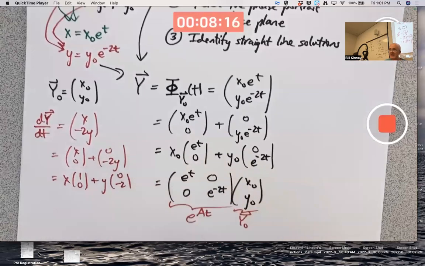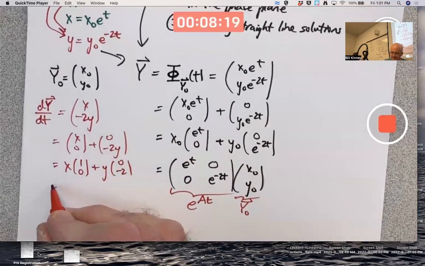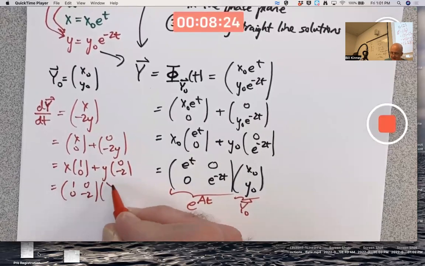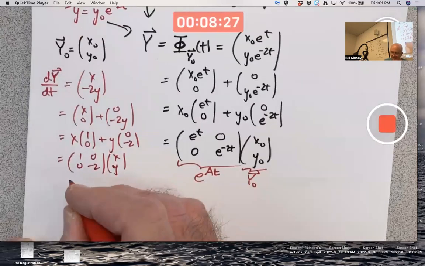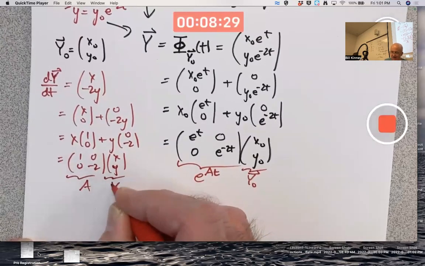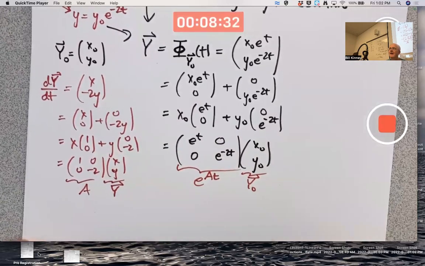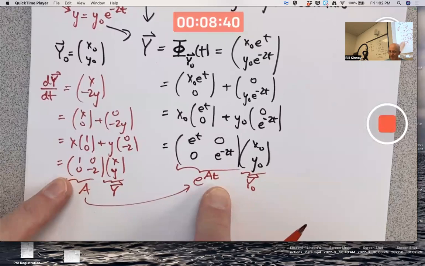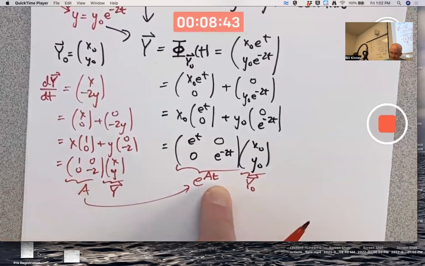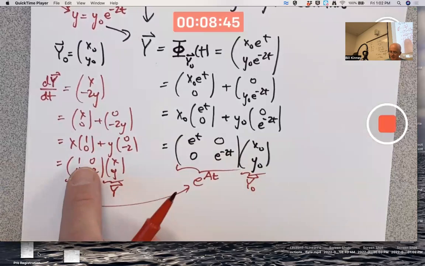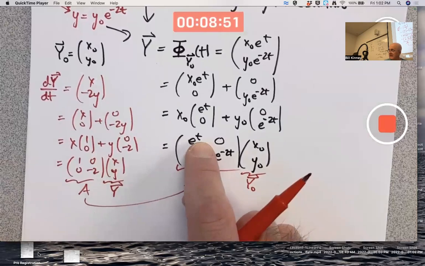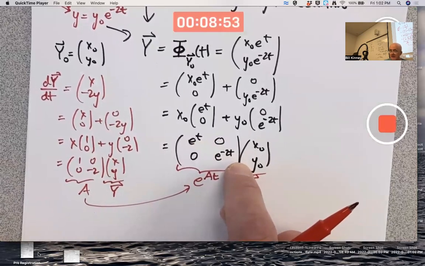And once again, we have a linear combination of column vectors. That's a matrix, 1, 0 in the first column, 0, -2 in the second column, times the vector xy. That thing is your A, and this thing is your capital Y vector. That's the A, and there's its matrix exponential. To get from here to here, we keep the zeros as they are. For the numbers on the main diagonal from upper left to lower right, we make them the coefficients of t in these powers of e.